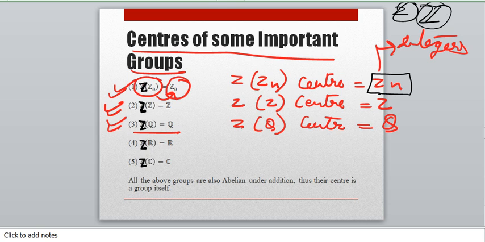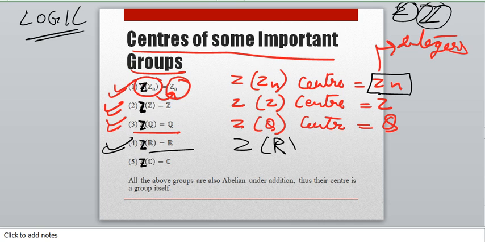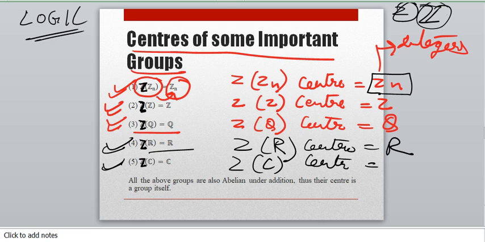Sometimes what was written on the screen did not match the logic, so I needed to correct that. Anyway, the center of the group of rational numbers is the rational numbers. The center of the group of real numbers is just the real numbers, and the center of the group of complex numbers will just be equal to the complex numbers.